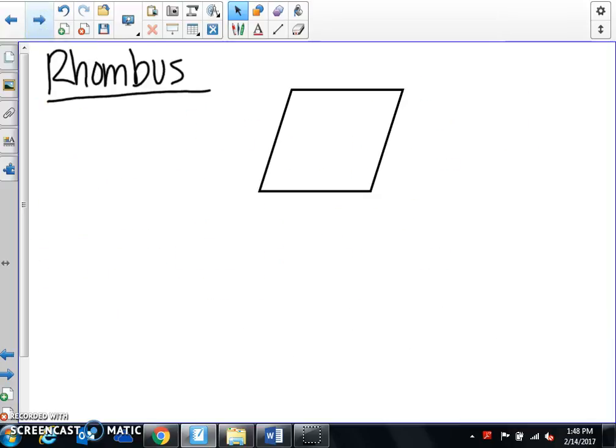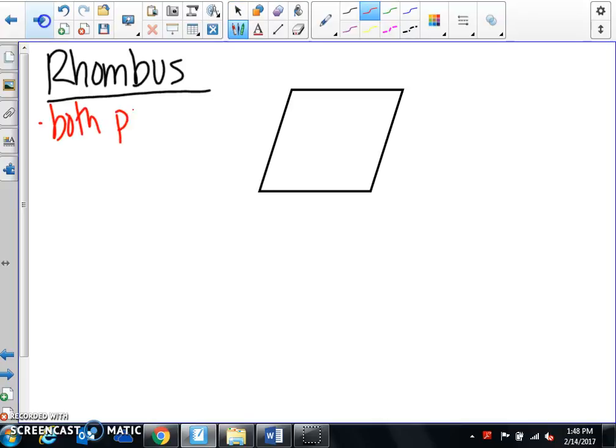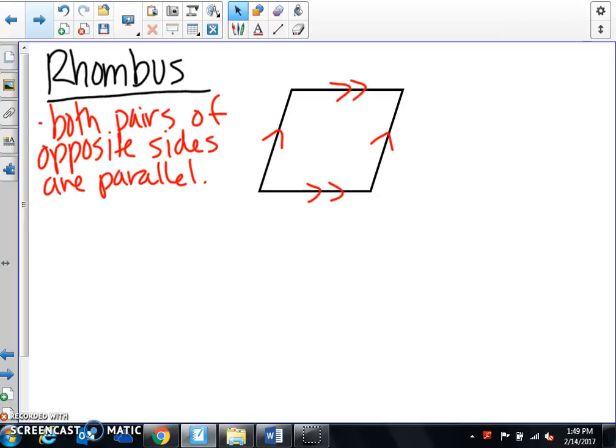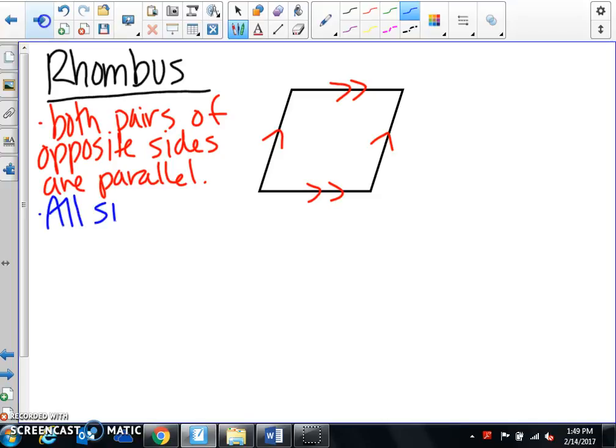Next, we got the rhombus. So y'all, a rhombus is a funky square. Taking a square and then we just push in the sides. Okay? So for a rhombus, both pairs of opposite sides are parallel. So this side is parallel to that one. This one's parallel to that one. All sides are congruent.